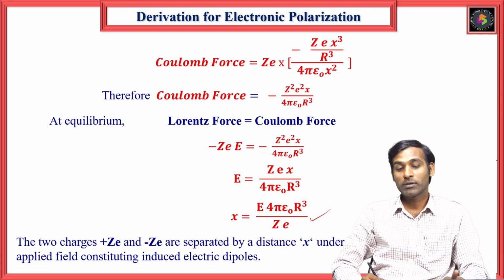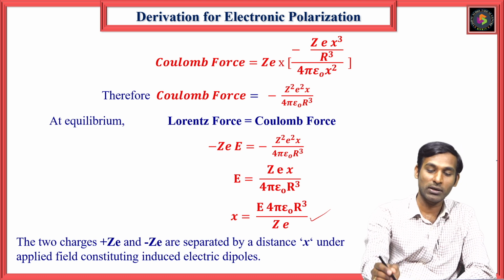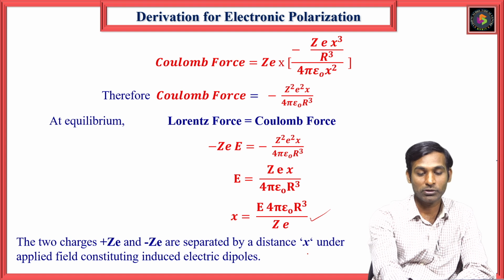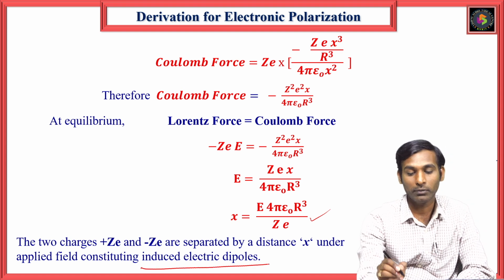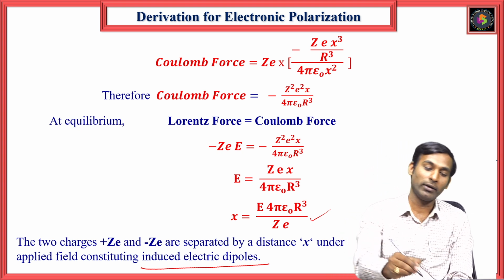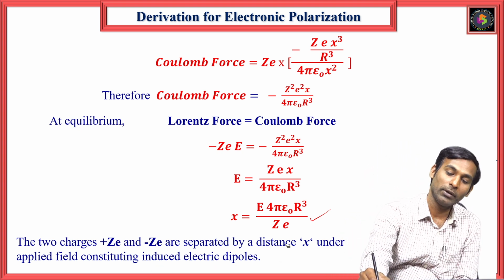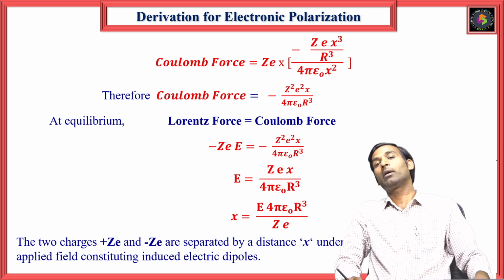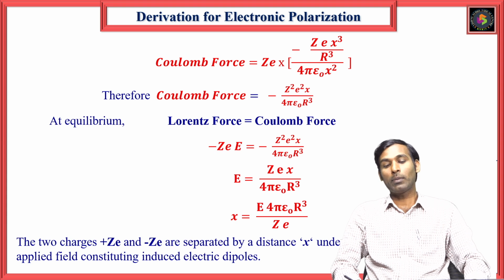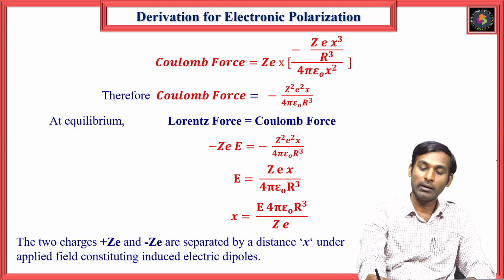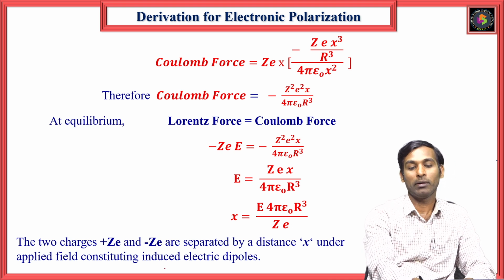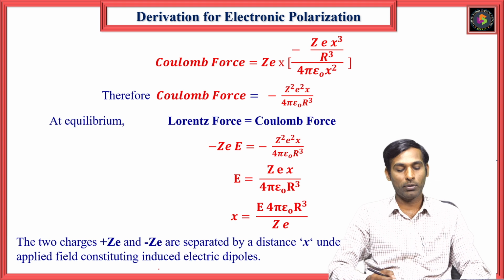We are taking two charges, one positive charge and one negative charge, separated by some distance x under the applied electric field, constituting the induced electric dipole. Our aim is, first we have to find out whether the dipole moment is forming or not. Once the dipole moment is forming, it is said to be a permanent dipole moment. The molecule is said to be a polar molecule. So here, under the applied field, constituting the induced electric dipole moment.